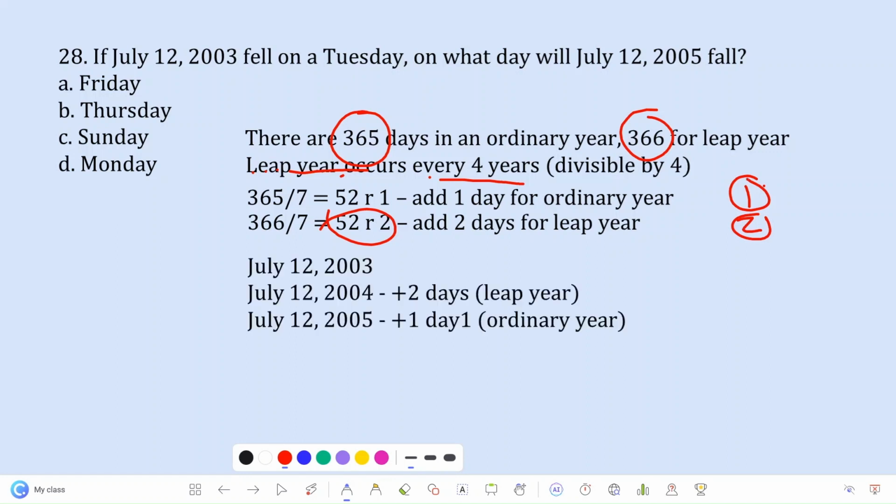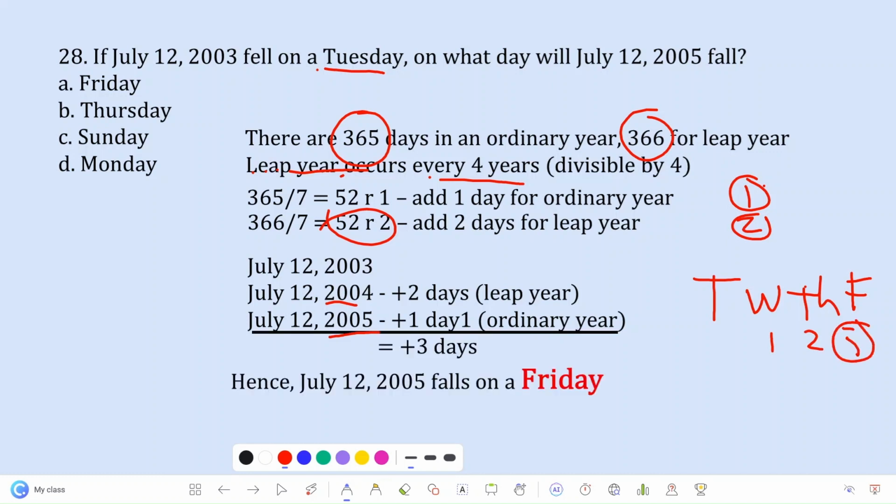Okay. So now, since July 12, 2003 is a Tuesday at ang July 12, 2004 is dahil leap year ang 2004, 2 days ang idadagdag mo. At ang July 12, 2005 naman is an ordinary year, so magdadagdag ka lang ng isa. So all in all, meron kang idadagdag na 3 araw. So dahil Tuesday ito, magdagdag ng isa. Tuesday, you have Wednesday, Thursday, at saka Friday. So this is 1, 2, and 3. So this means that July 12, 2005 falls on a Friday. Okay? So ang tamang sagot dito ay letter A.